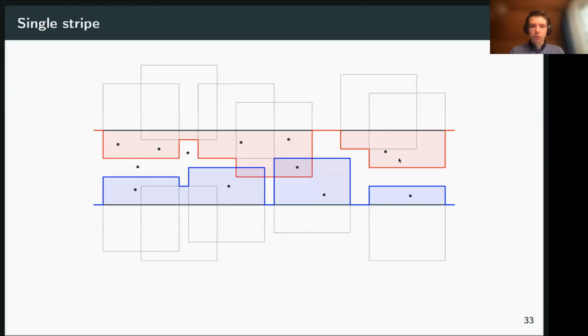So how to handle a single stripe here? Now we will build a segment tree over the x coordinate. We have all the points inside the stripe, we sort them by x coordinate, and we build a segment tree. The segment tree will store, for example, for some base interval that handles this part, of course the hash of marked points inside.